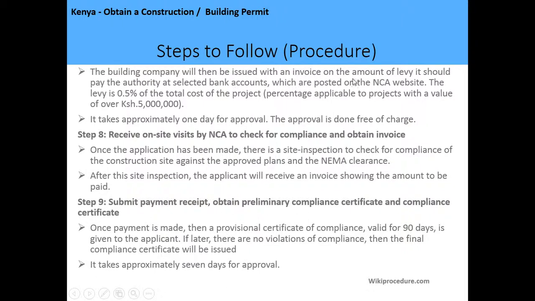issued with an invoice on the amount of levy it should pay to the authority and selected bank account, which are posted on the NCA website, and the levy is about 0.5% of the total cost of the project. The percentage is applicable to projects with a value of over 5 million shillings. And it takes approximately 1 day for approval, and the approval is done free of charge.